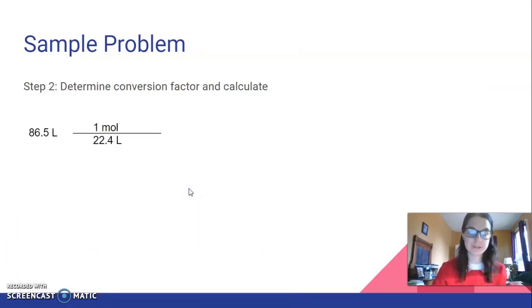Now we can actually calculate. We have 86.5 liters, and we're going to multiply that by 1 mole and then divide by 22.4 liters. This way our liters cancel out and we end up with moles. If you plug that into your calculator, 86.5 divided by 22.4, you get 3.86 moles. So that's how many moles of H2 gas were produced in that reaction.